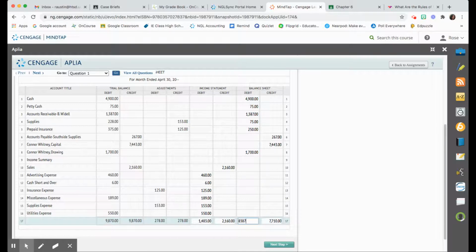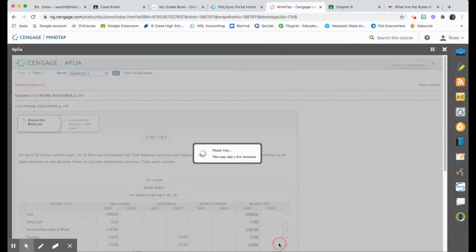Okay, I just want to check one thing real quick while you guys are bearing with me. Okay, yes, that's right. I'm thinking ahead of the game. So your debits will total up to 8,387 and the credits 7,710. So again, in this step, debits and credits do not equal each other for the income statement and the balance sheet. All right, let's move to the next step.